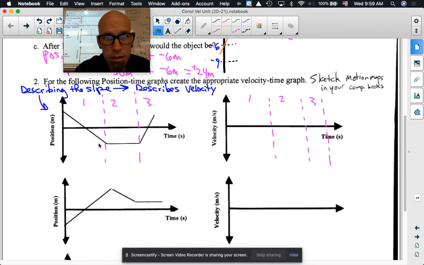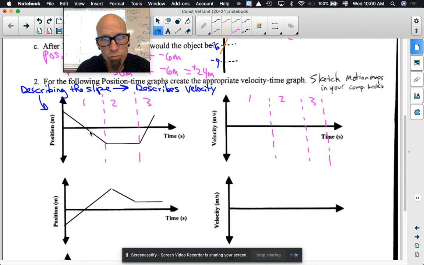What kind of slope is this? Negative, right? Negative slope, and what? It's constant. It's not curved. It's a steady, constant, but negative slope. Describing the slope describes the velocity. So that means over here, we have to sketch a steady or constant negative velocity. How do you do that here?